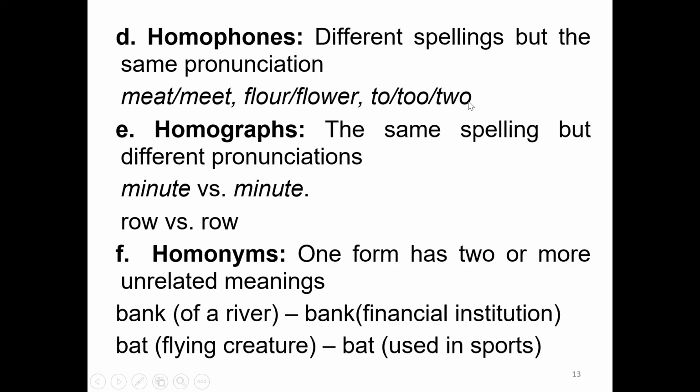As I mentioned already, you can find a lot of homophones in English. The next one is homographs. The term homographs here means the same spelling, but different pronunciation. You got it? The spelling is exactly the same, but the pronunciation is completely different. Like the example here, the first one is what? Minute, okay? You can pronounce the first one as minute, and the second one as minute. Have you ever heard this, everyone?